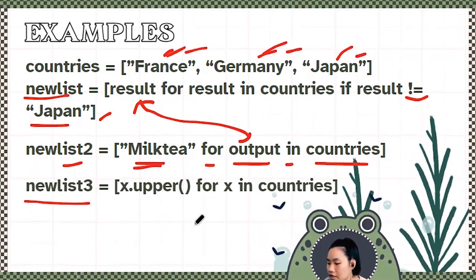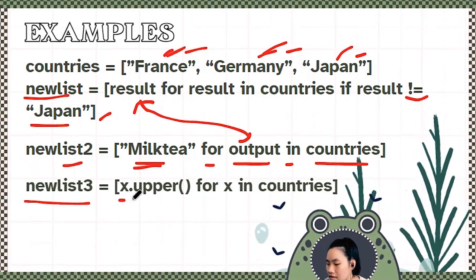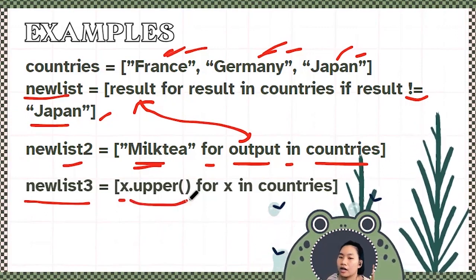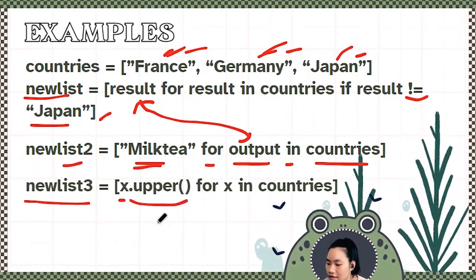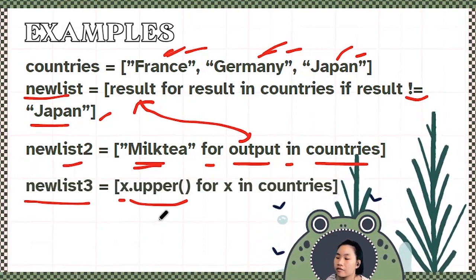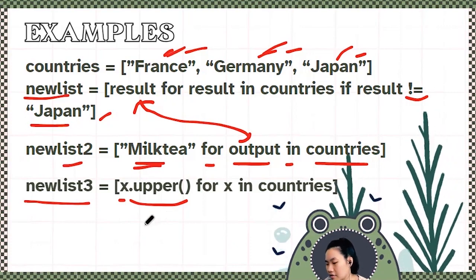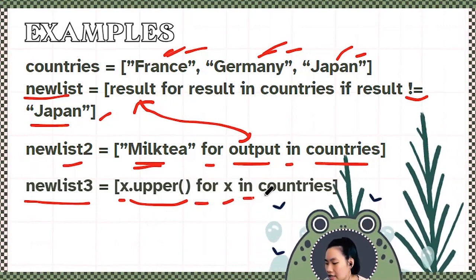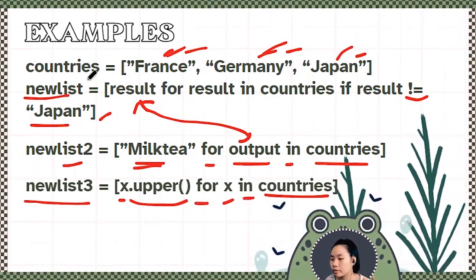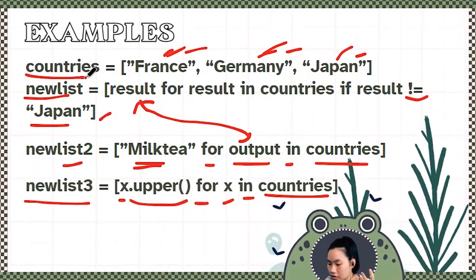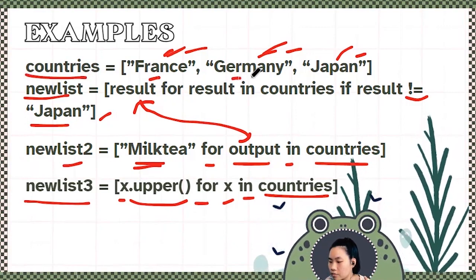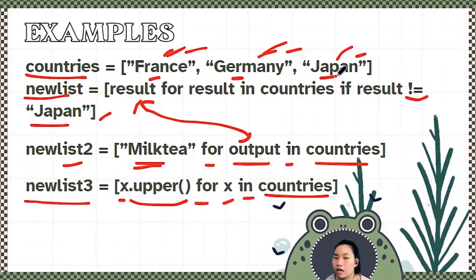Next up is new list number 3, x.upper. Now, I wonder if you remember this method. Upper is a method of having all of the strings be uppercase, okay? For x in countries, which will return the countries list, but France, Germany, and Japan all in uppercase.